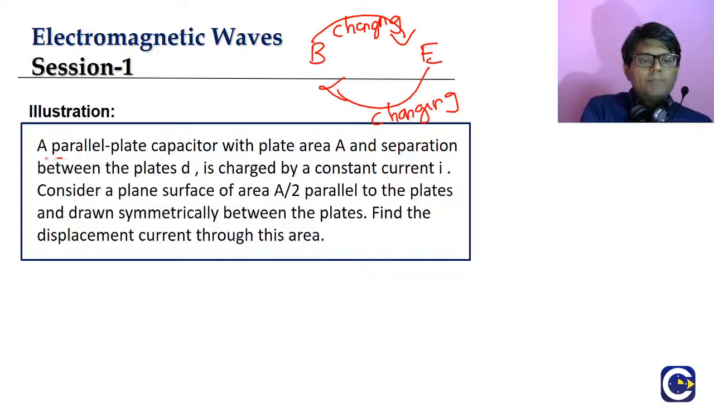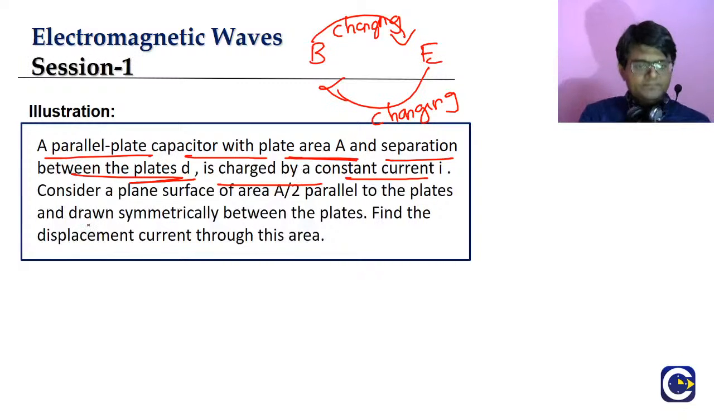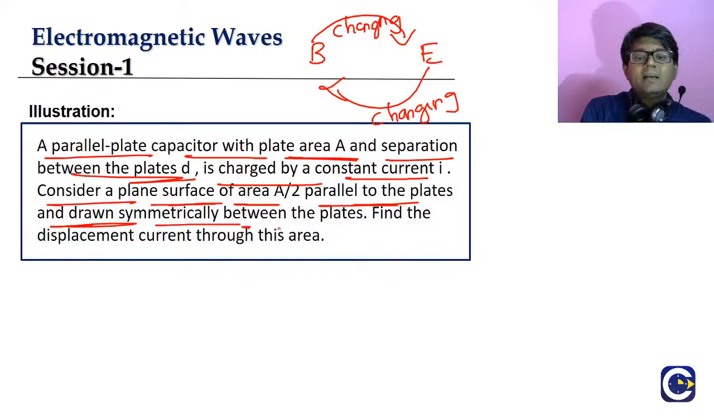A parallel plate capacitor with plate area A and a separation D between them is charged by a constant current I. So it is getting charged. Consider a plane surface of area A by 2, parallel to the plates and drawn symmetrically between the plates. So we are considering an area of A by 2, which is parallel to the plates. Find the displacement current through this area.